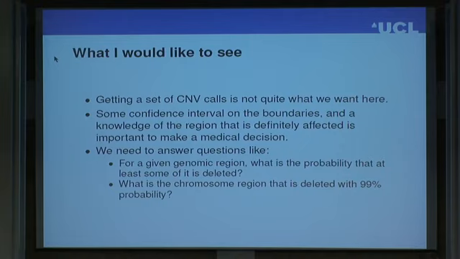You want to answer questions like this one: for a given genomic region, what is the probability that at least some of it is deleted? Here is a gene. The parents will ask, how confident are you that this gene is being damaged by this deletion? If it's 99%, maybe we'll get an abortion. If it's 50%, we may think twice about going down that path. So just getting a set of calls is not good enough. Also, what is a chromosome region that is deleted with 99% probability? What are you sure of? What can you tell us? We're sure all those genes are being damaged, and therefore we can expect that sort of downstream complications for the baby who is about to be born.